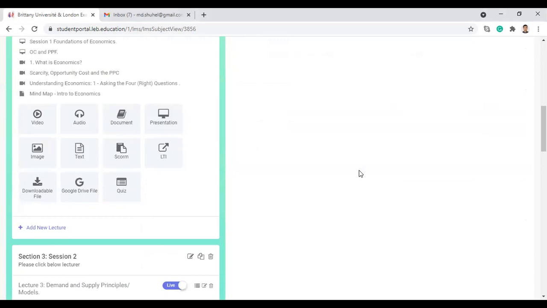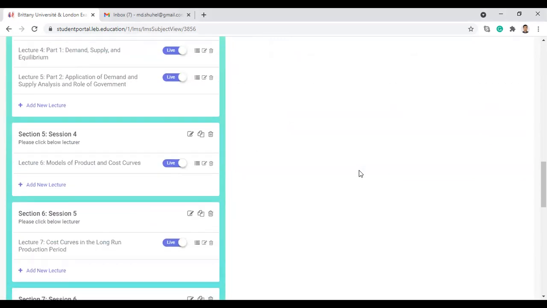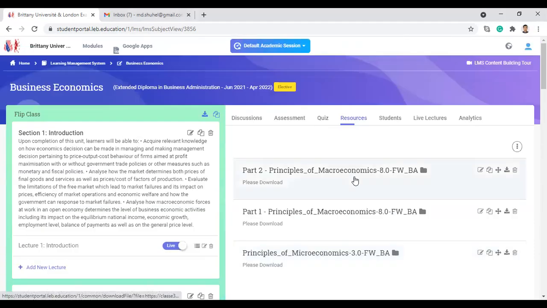I hope you have an idea about this assignment and how to answer. If you have further questions, you can put them in our discussion forum. It can support you more.